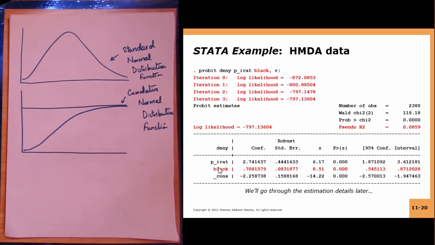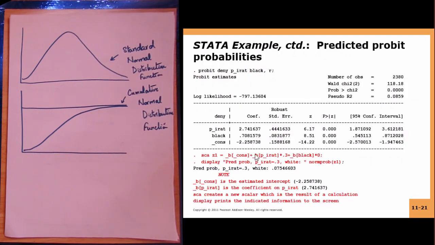Again, you can include the coefficient of the variable black, where it says it is 0.7081579, and that is how it will change your z value, by that much multiplied by 1 for black.